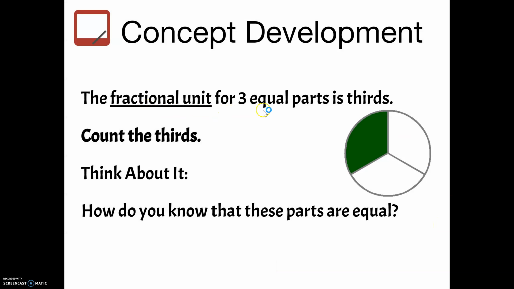The fractional unit for 3 equal parts is called thirds. Let's count the thirds together. 1/3, 2/3, 3/3. There are 3 equal pieces. If there are 3 equal pieces, then we have fractional units, and 3 equal parts are called thirds.